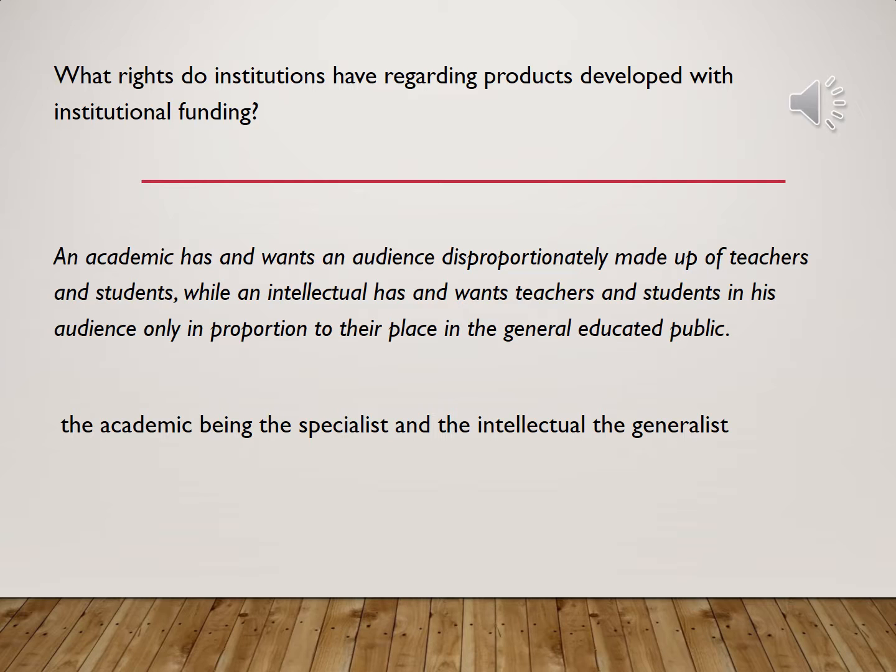An academic essentially has and wants an audience, and this may be disproportionately made up of teachers and students, while an intellectual has and wants teachers and students in his audience only in proportion to their place in the general educated public. The academic being the specialist and the intellectual being the generalist. And this is, again, depending on the subject, impacting differently.